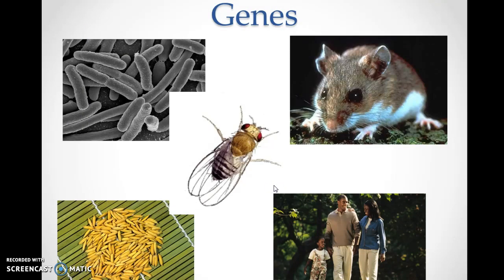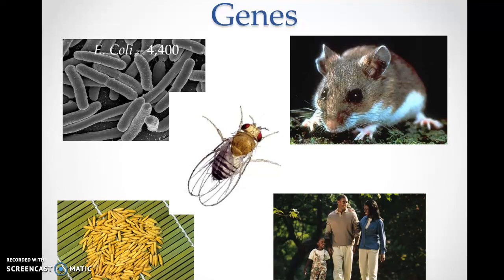All right, here's another question for you. Which of the following do you think has the most genes? We've got some E. coli bacteria here, a rice plant, a fruit fly, a mouse, and humans. So who has the most protein-encoding genes?